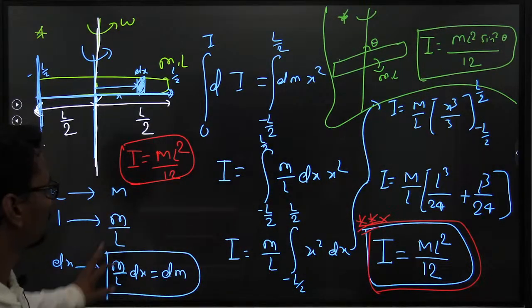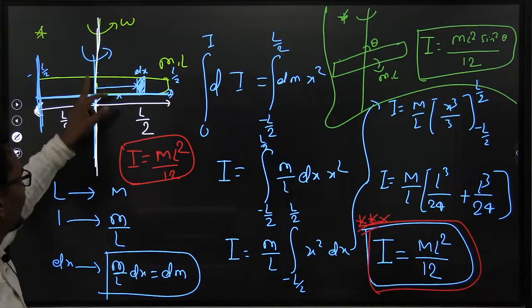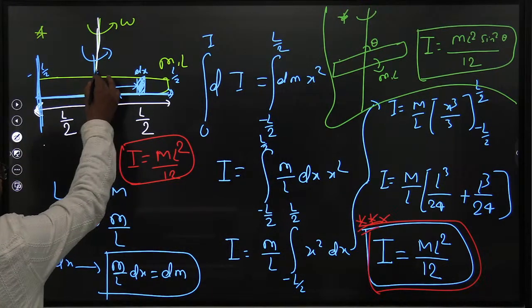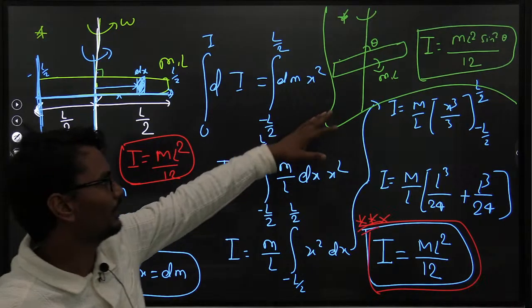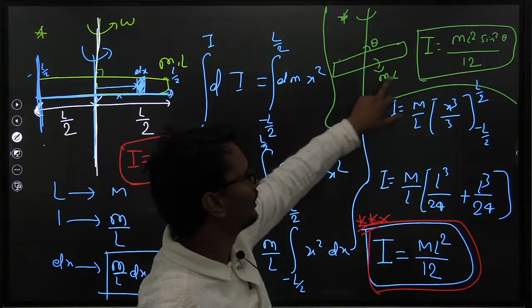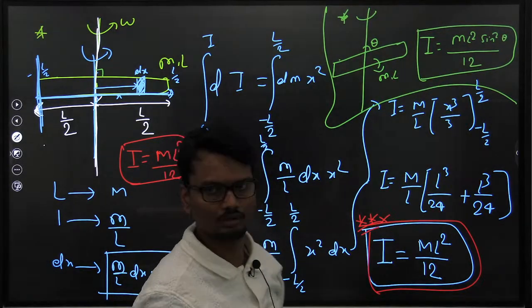I think we did this earlier, because you can look here, when the rod makes an angle of 90 degrees with the axis and passes through the center, in this case I is equal to m L squared by 12. But when it makes an angle theta and passes through the center, the moment of inertia is m L squared sin squared theta by 12. Clear?